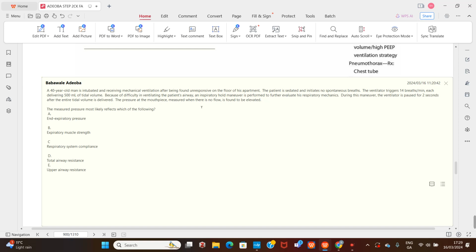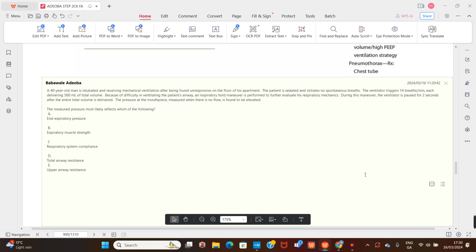So they now said the measured pressure most likely reflects which of the following. What was the answer? It should be compliance, respiratory system compliance. Exactly. Yes.